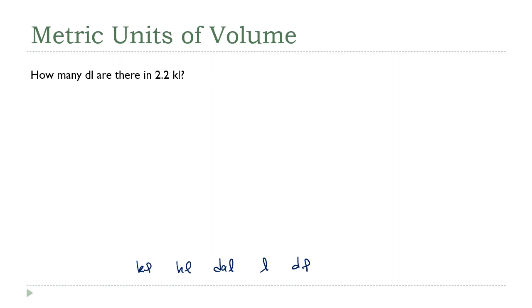Right, so to go from kiloliters to deciliters, we have to go 1, 2, 3, 4 steps, which means I'm going to start here with 2.2, and I'm going to move the decimal point 4 steps. I'm going to have to backfill with 3 zeros here, and that's going to make 2.2 kiloliters equal to 22,000 deciliters.